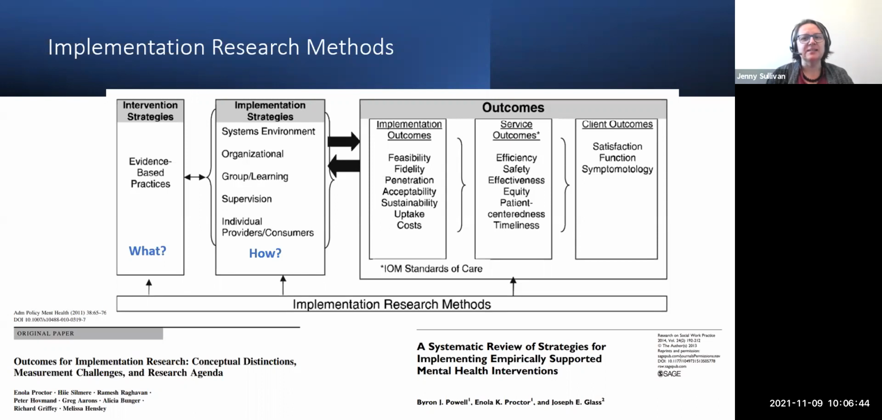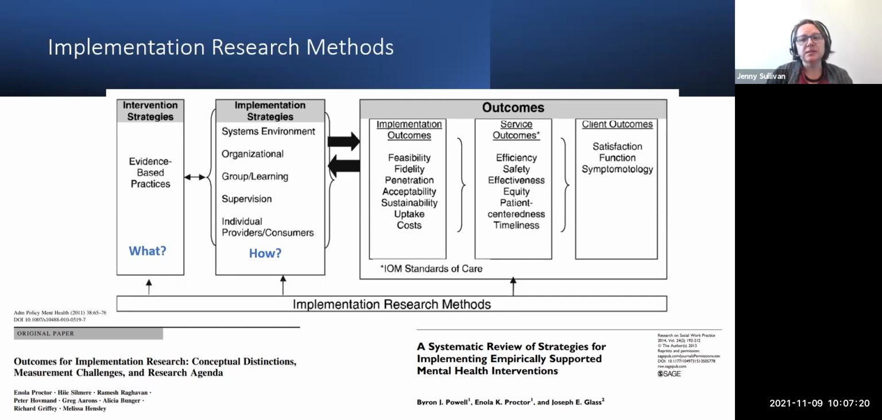On the left-hand side is what is being implemented, or the evidence-based practice. And on the far right-hand side are the clinical outcomes being targeted by the intervention. What you don't always see explained in the literature are the boxes falling in the middle of the diagram. How do we put the thing, or the evidence-based innovation, into practice? So those how-to components are implementation strategies, which then also are related to implementation outcomes and service outcomes that ultimately lead to changes in those clinical outcomes.